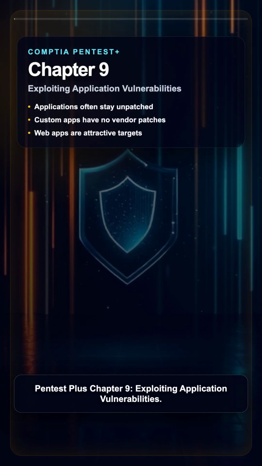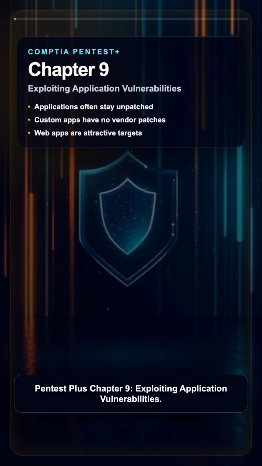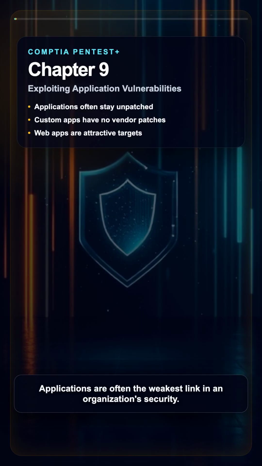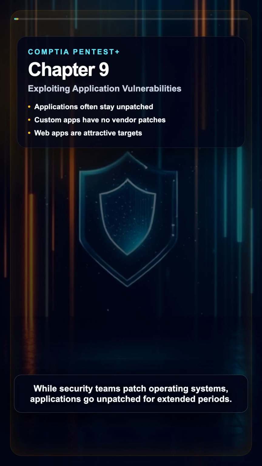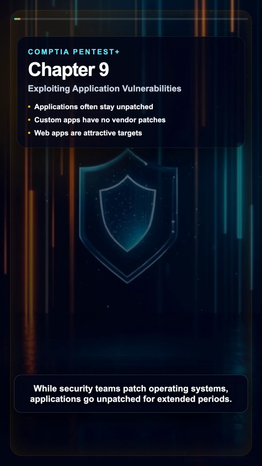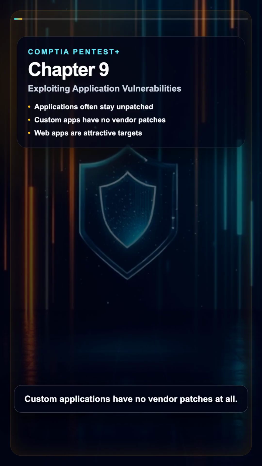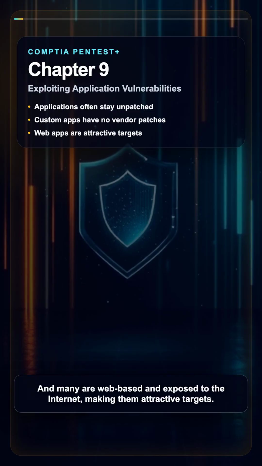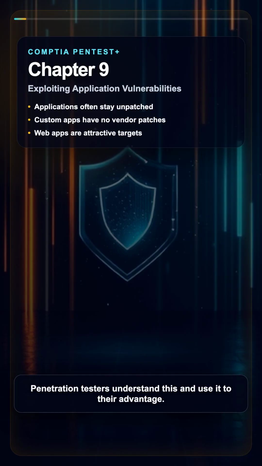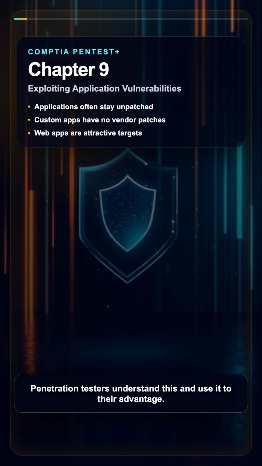Pentest Plus Chapter 9, Exploiting Application Vulnerabilities. Applications are often the weakest link in an organization's security. While security teams patch operating systems, applications go unpatched for extended periods. Custom applications have no vendor patches at all, and many are web-based and exposed to the internet, making them attractive targets. Penetration testers understand this and use it to their advantage.